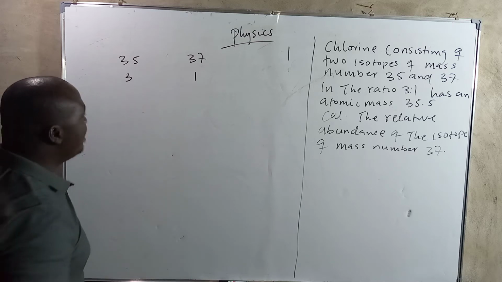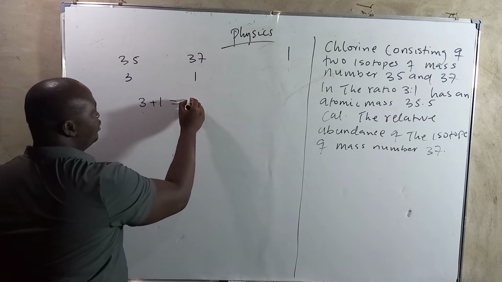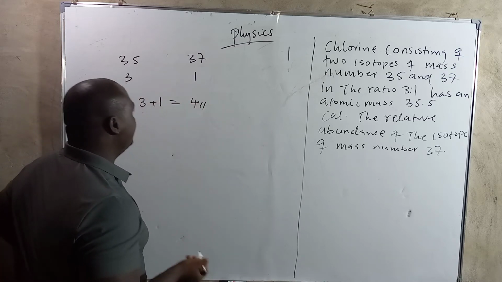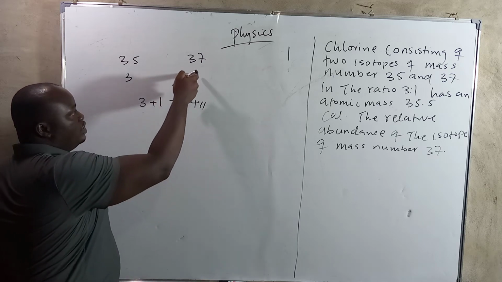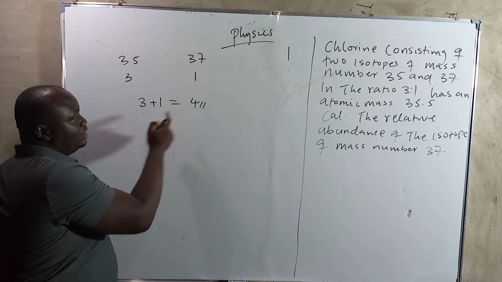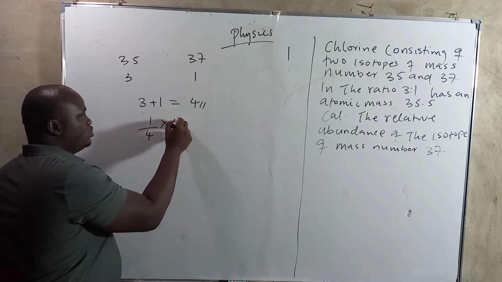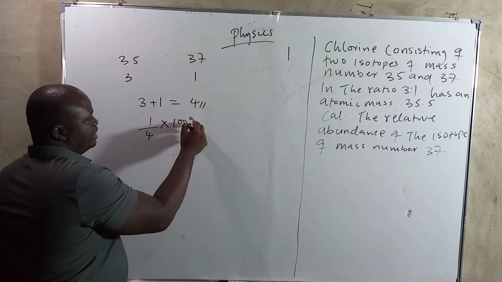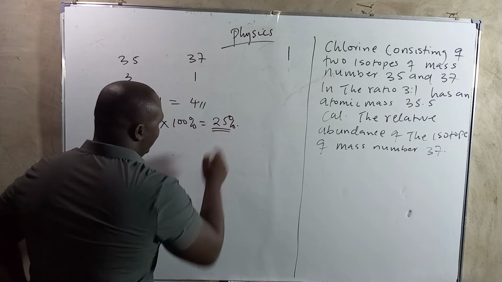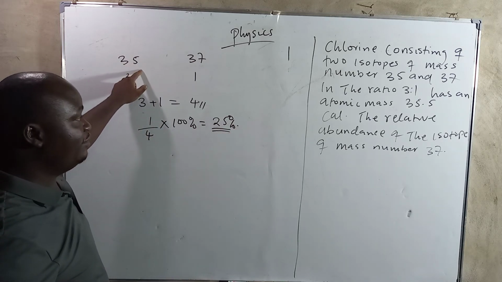So first of all, what you have to do is the total ratio is 3 plus 1, which will give you 4, right? Now for you to calculate the relative abundance, it's simple. All you need to do is this ratio all over the total ratio times 100. So the answer is 1 all over 4 times 100%, which will give you 25%.